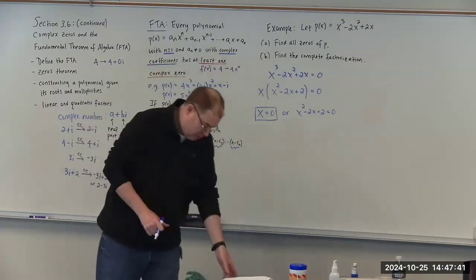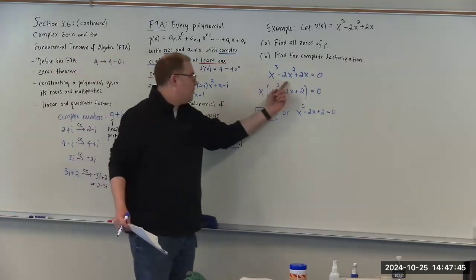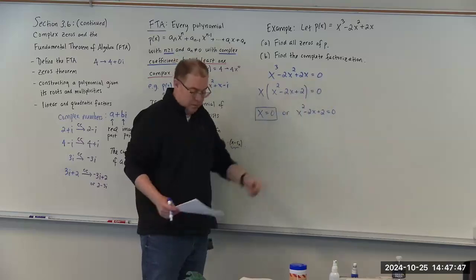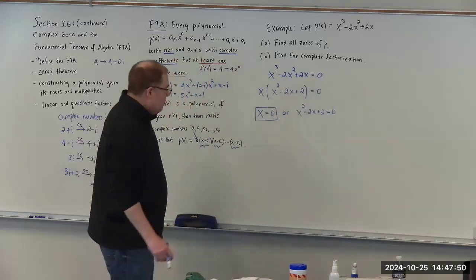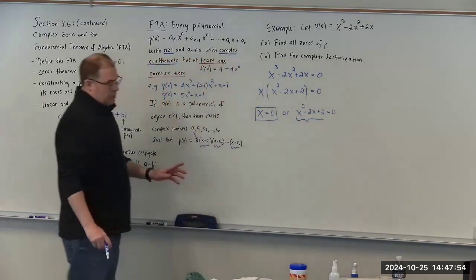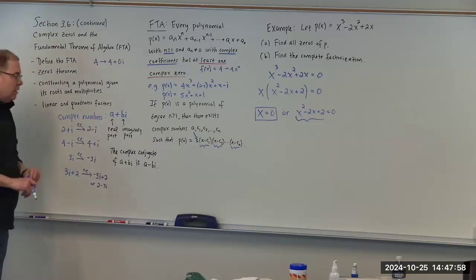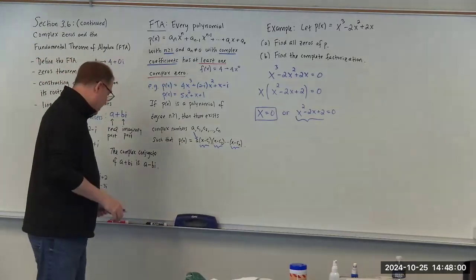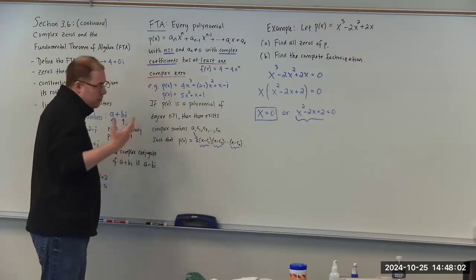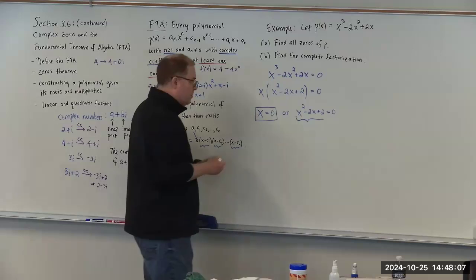So we found one of the roots. That kind of makes sense, right? You put in zero for each term, and it's going to give you zero. For the next one, if you remember, that's a quadratic, degree 2. So we can use either the quadratic formula or completing the square to solve.